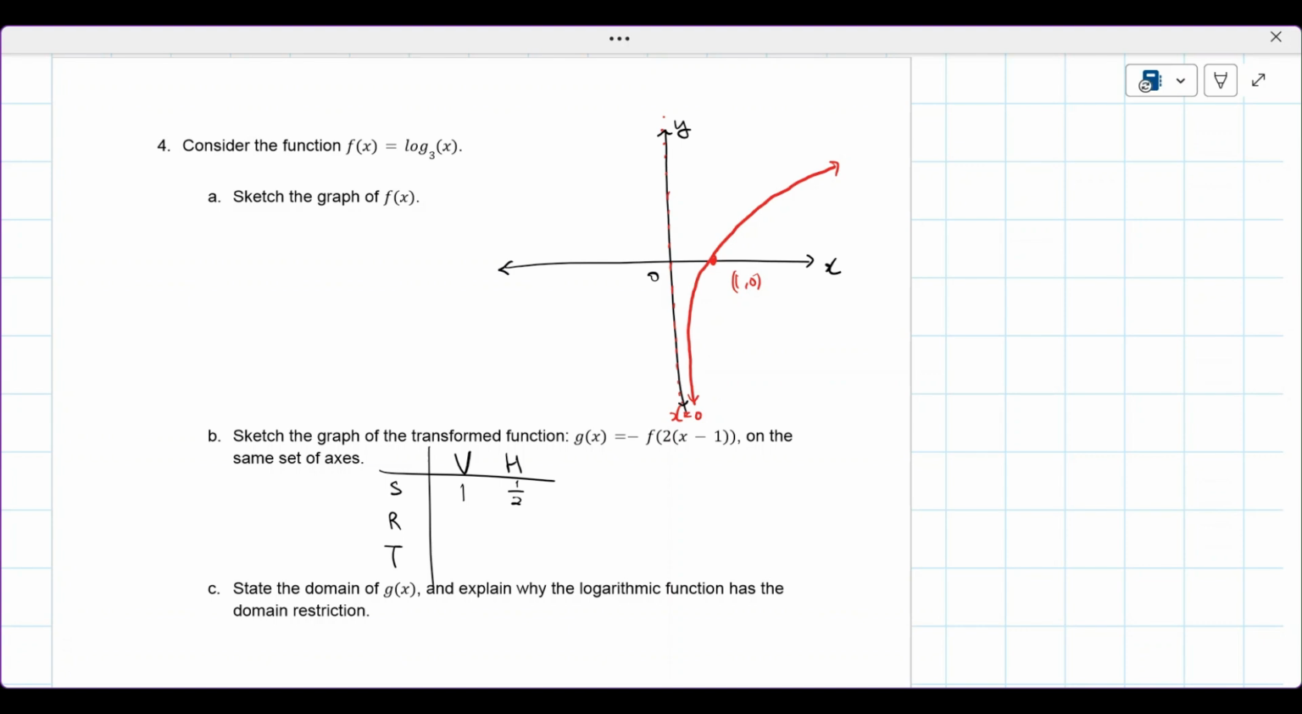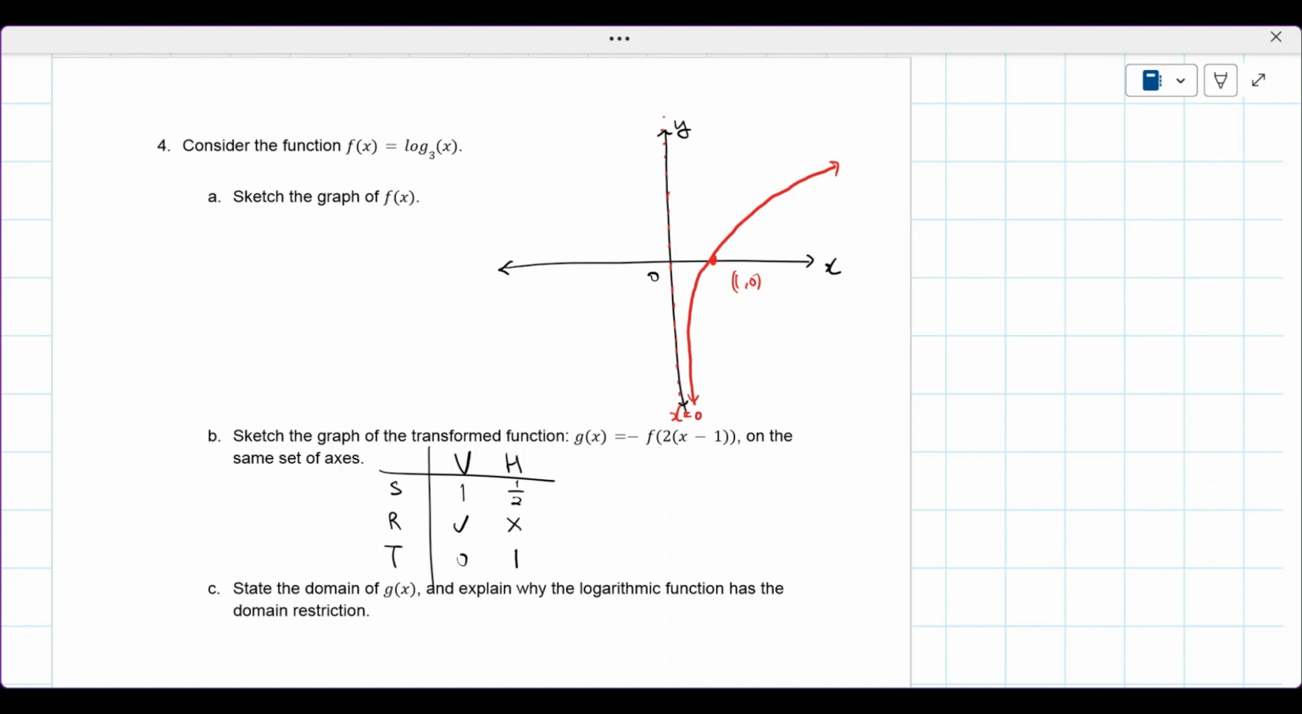And then we have a vertical reflection. Yes, we do have a vertical reflection, and we do not have a horizontal reflection. We do not have a vertical translation. Sorry, so that's 0. And we do have a horizontal translation of 1 unit to the right. So let's do the transformations one by one.